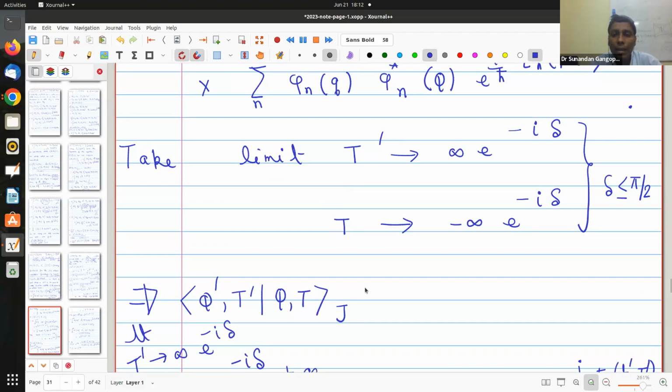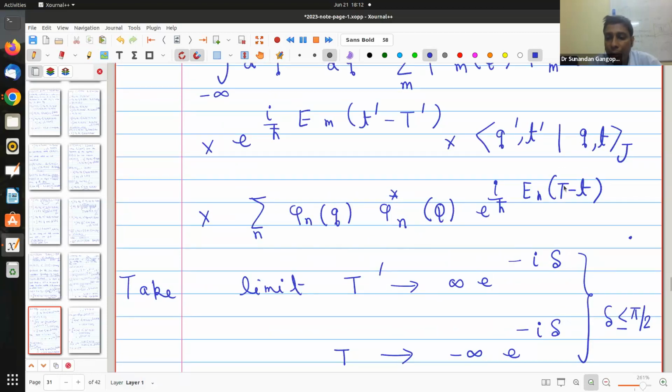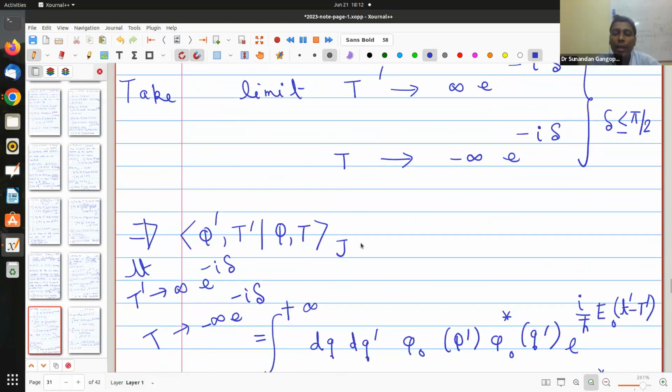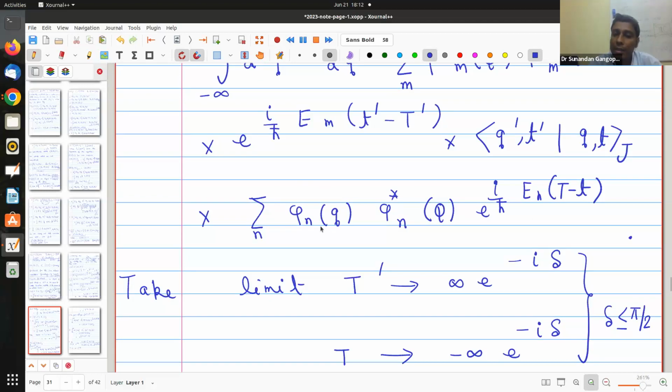If you set capital T prime and capital T to be equal to these things in the expression that we have derived, you will immediately see that it will actually kill all the higher energy eigenvalues. The leading term that will remain in this expression will be the ground state. The leading contribution will come from the ground state energy. All the higher energies will just vanish off. They will not contribute. You can easily see this from this expression.